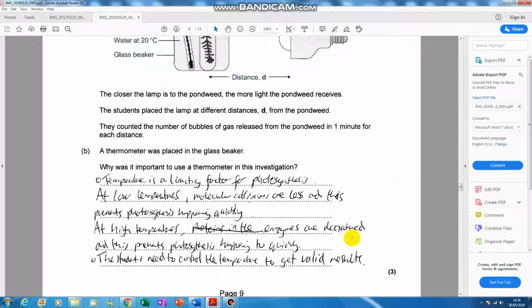So, I've said temperature is a limiting factor for photosynthesis. At low temperatures, molecular collisions are less, and this prevents photosynthesis happening quickly. At higher temperatures, enzymes are denatured, and this prevents photosynthesis from happening too quickly. There should be another O on that too. The students need to control the temperature to get valid results.